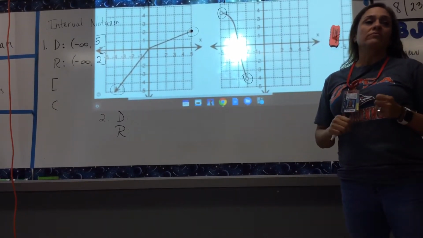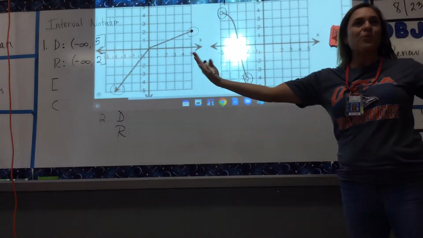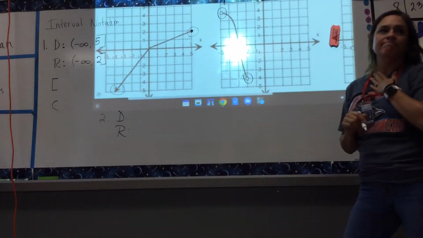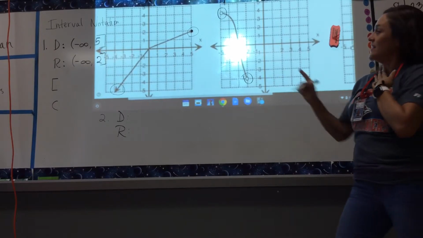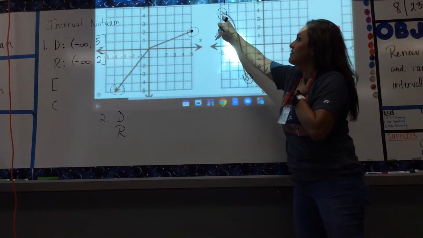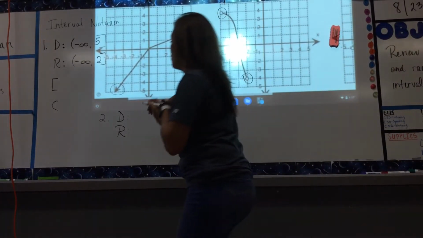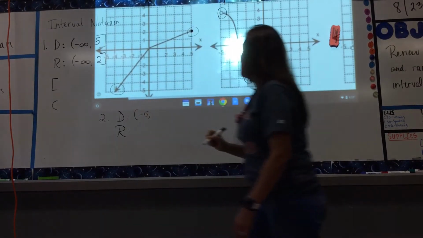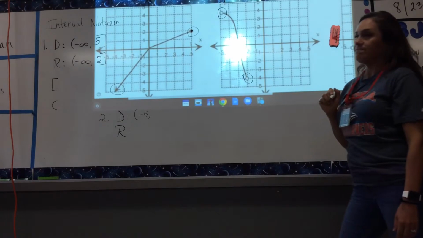Domain goes from where to where? Left to right, negative to positive. Okay. What's the farthest to the left? -5. Does it touch it? No. So what am I going to use? Parentheses, -5, comma. And what's the farthest to the right?